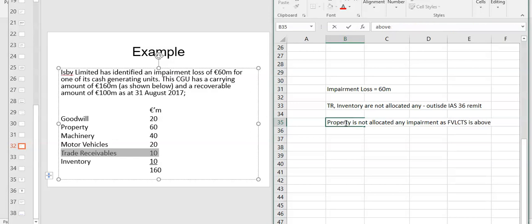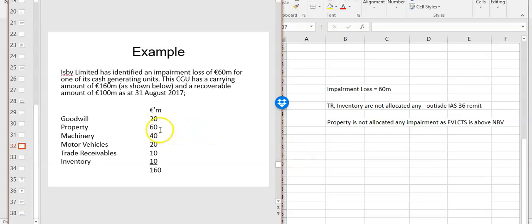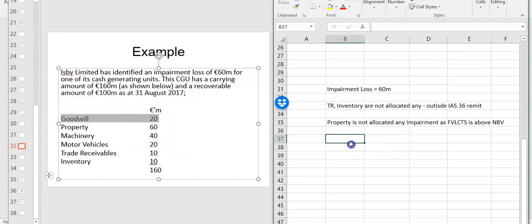Also, property is not allocated any impairment as fair value less cost to sell is above net book value. So the recoverable amount, which is the fair value less cost to sell in this case, because we've no value in use, is higher than the carrying amount. So it doesn't make sense to write it down below that because it's not causing the issue here. The key issues in terms of this impairment loss are goodwill, machinery, and motor vehicles.